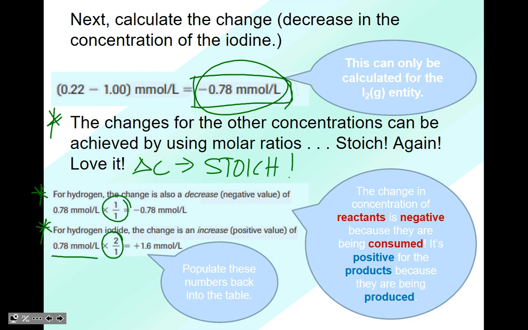So we take the 0.78 millimoles per liter and multiply it by 2/1, because when it's balanced, it's 2 moles of hydrogen iodide for each 1 mole of your iodine. Okay, kiddos? And it's positive because that's being produced. And these are negative values because they are being consumed. I have that here, I've articulated that for you. The change in concentration of reactants is negative because they are being consumed. It's positive for the products because they are being produced. This is super important that you add those negatives and positives.